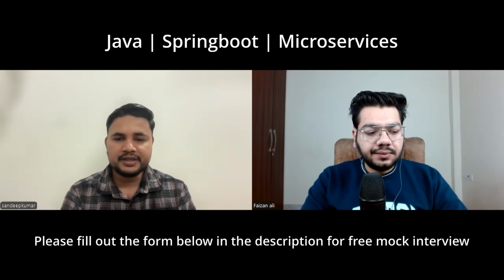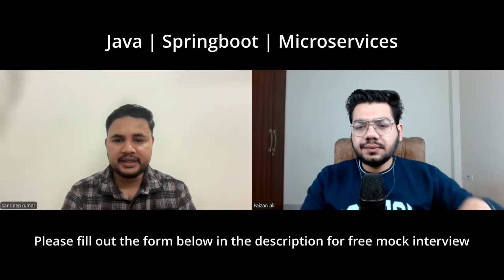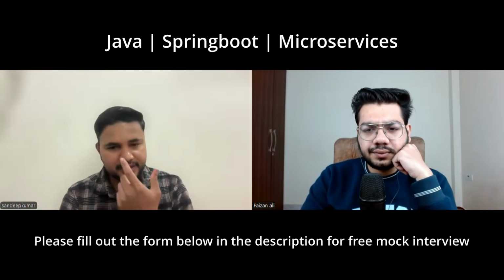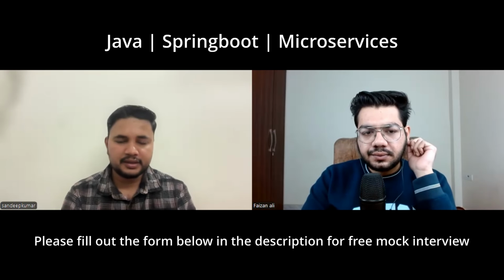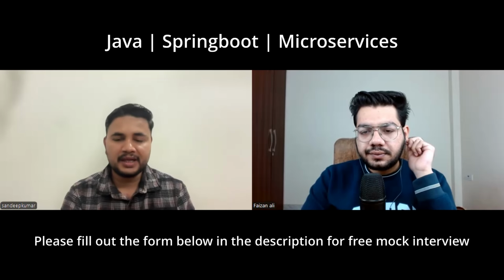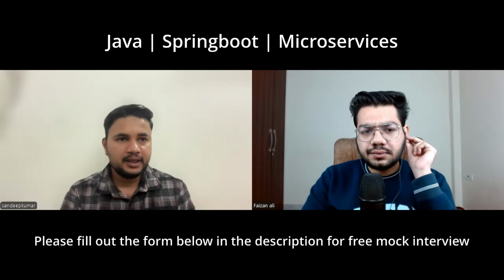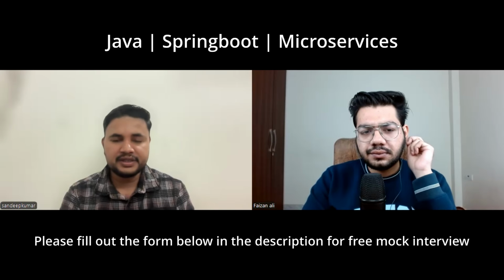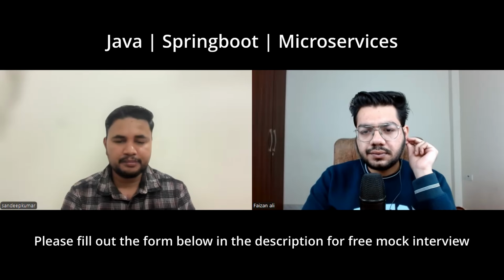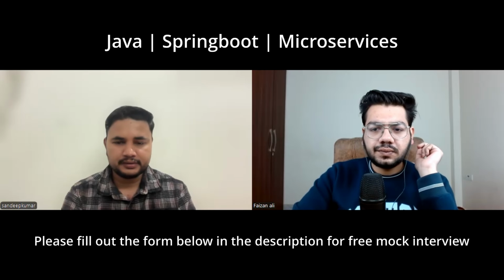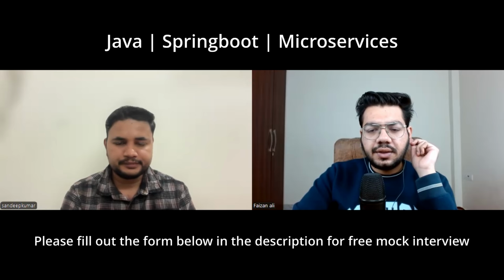See, a path variable is basically where we are fetching the value from the request URL, whereas a request param is where we are fetching the value from the parameters in the URL. Okay, got it.